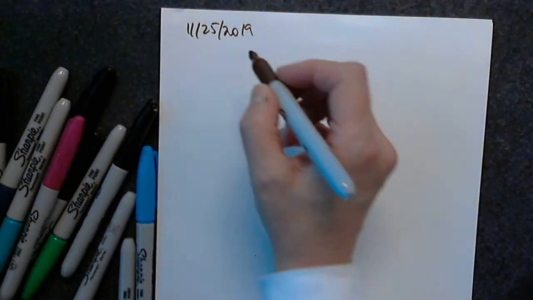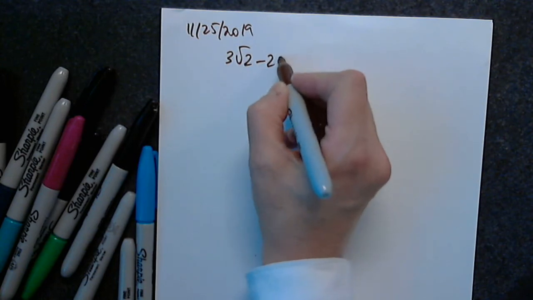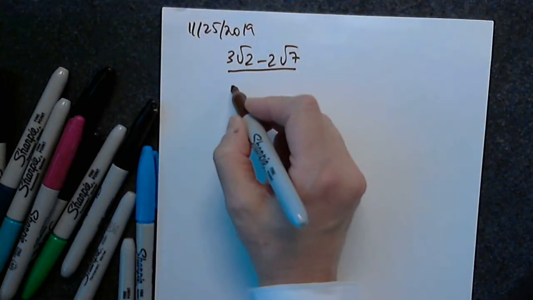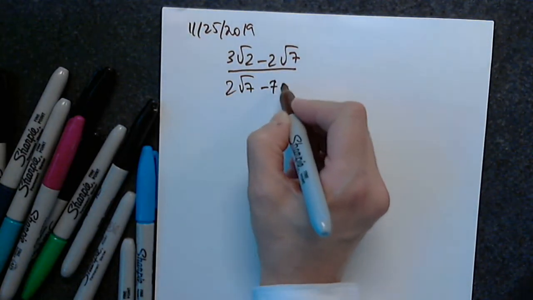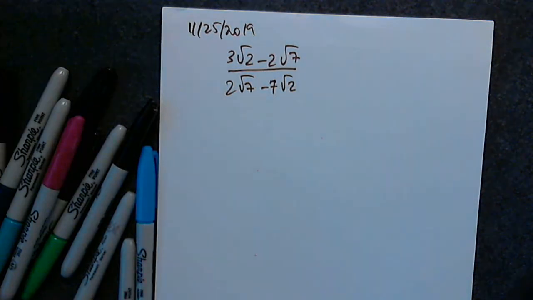Okay, we are given (3√2 − 2√7) divided by (2√7 − 7√2).